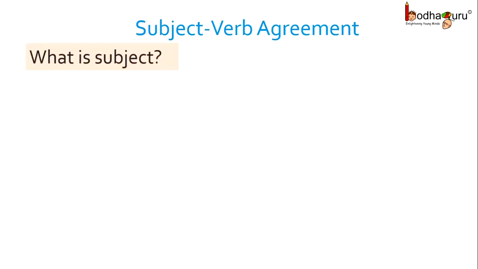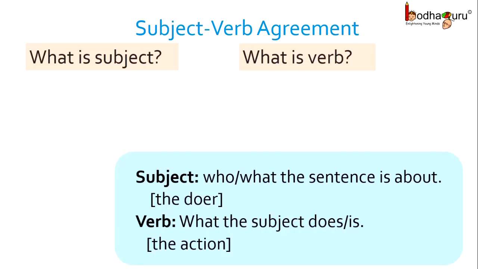What is a subject? And what is a verb? A quick recap. The subject is who or what the sentence is about. Basically, it's the doer. And what is a verb? As you know, it's an action word and it is what the subject does or is. So basically, a verb is the action performed by the subject.